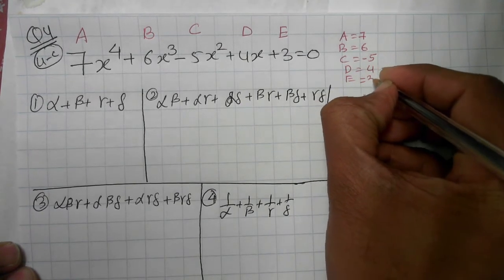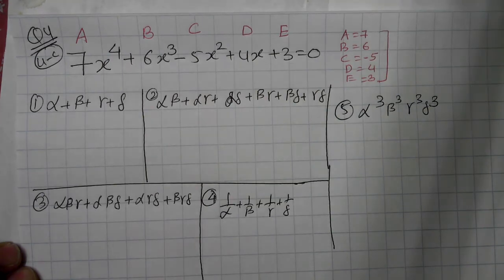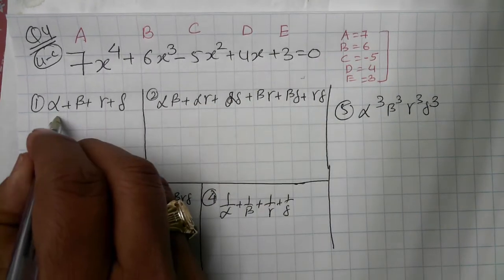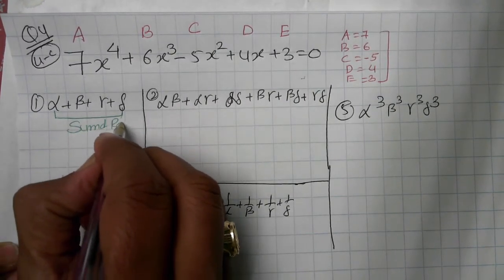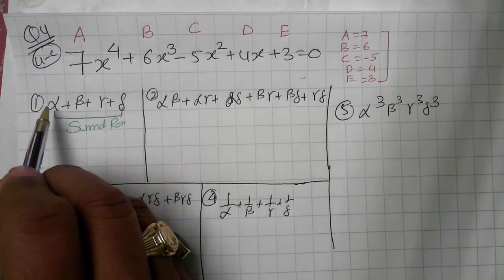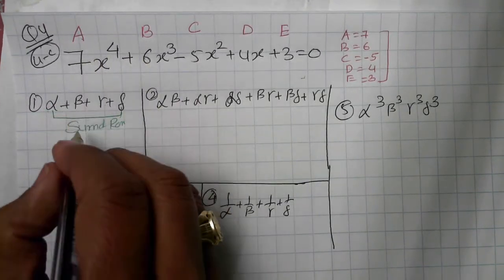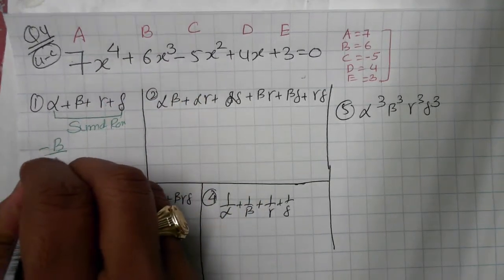Okay, so what do you need to do, guys? Alpha, beta, gamma, delta are the roots of this polynomial. You're going to find this. This is the sum of roots. Okay, you are having a single root each time, so looking at the first 2 terms, this is plus, minus. You're going to be doing minus b over a, which is minus 6 over 7.